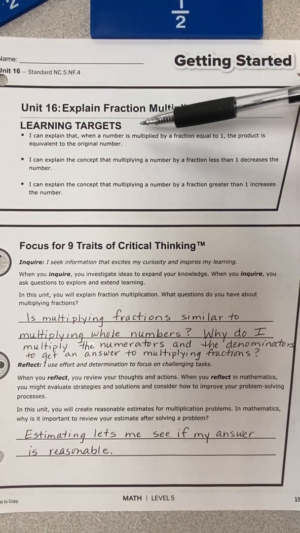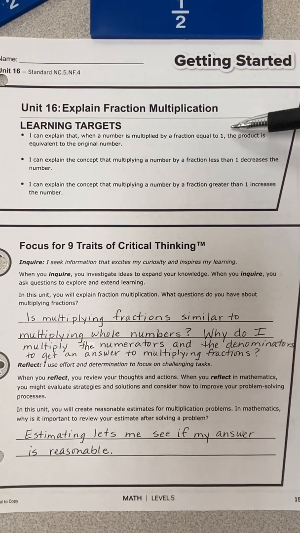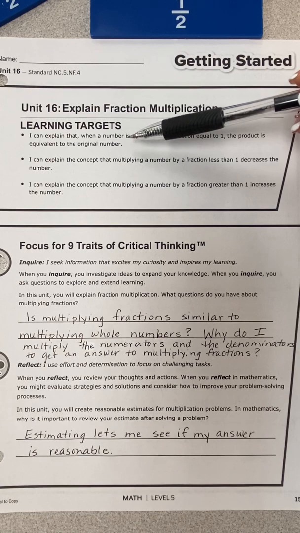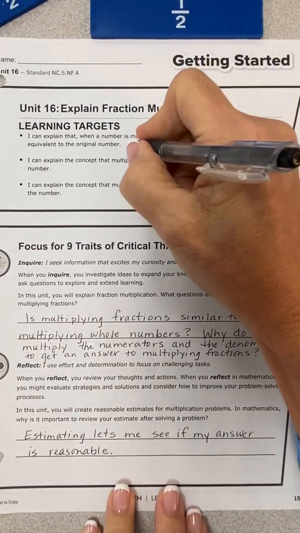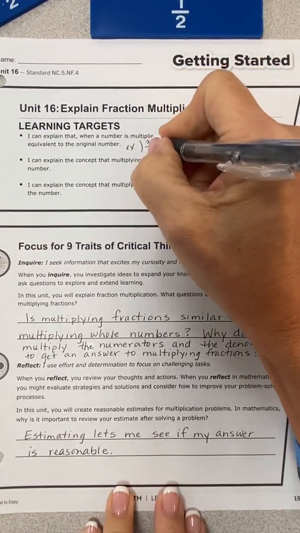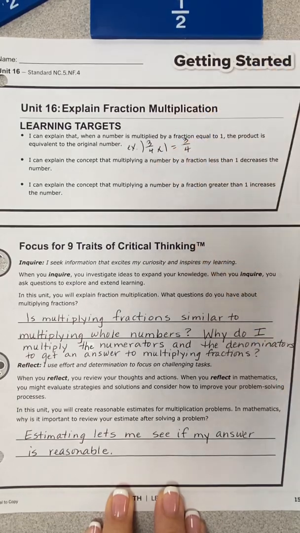You can explain that when you multiply a number by a fraction equal to 1, the product is equivalent to the original number. So like if you do 3/4 times 1, here's an example, let's do this. 3/4 times 1, it's going to equal the original answer, correct?